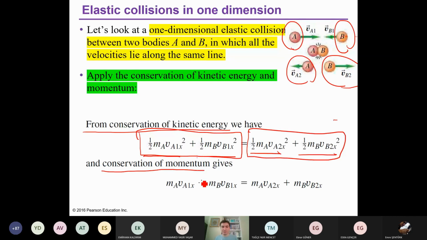Conservation of momentum can give us this expression: initial momentum of the A ball plus initial momentum of the B ball are equal to final momentum of the A ball plus final momentum of the B ball. So if you consider that this is the initial momentum of the system, which is equal to the final total momentum of the system, we can write this expression because momentum is conserved, momentum is constant during this collision.